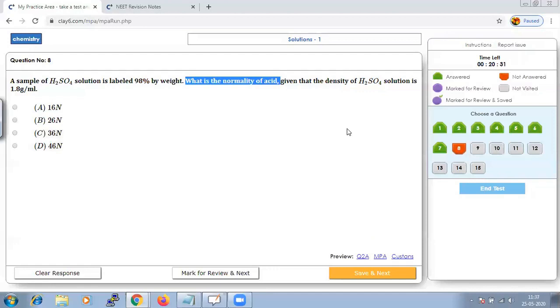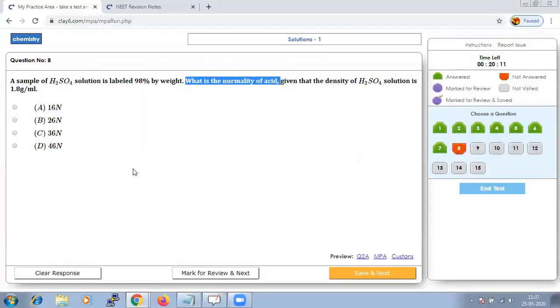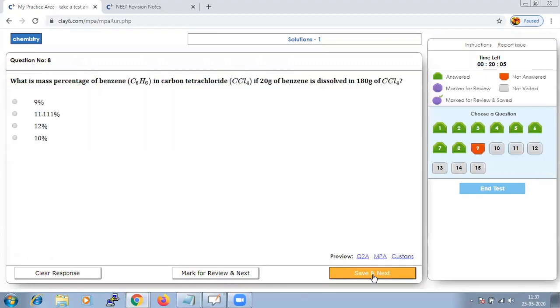So till 18 M, it is going to be the same, that is molarity, and normality, when we say it, is valence factor into your molarity, and the valence factor for H2SO4 is 2. So you will get 2 into 18, that is equal to 36 N. Hence our option C should be the right answer. Let us save that and go to next.